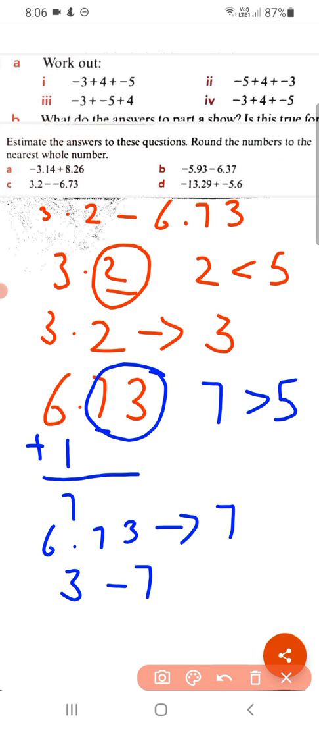3 minus 7. What is 3 minus 7? Here both are positive, isn't it? So change subtraction into addition first. 3 plus negative 7. So 7 minus 3, 4, and put the larger number's sign, negative 4. So negative 4 is our answer. Okay.